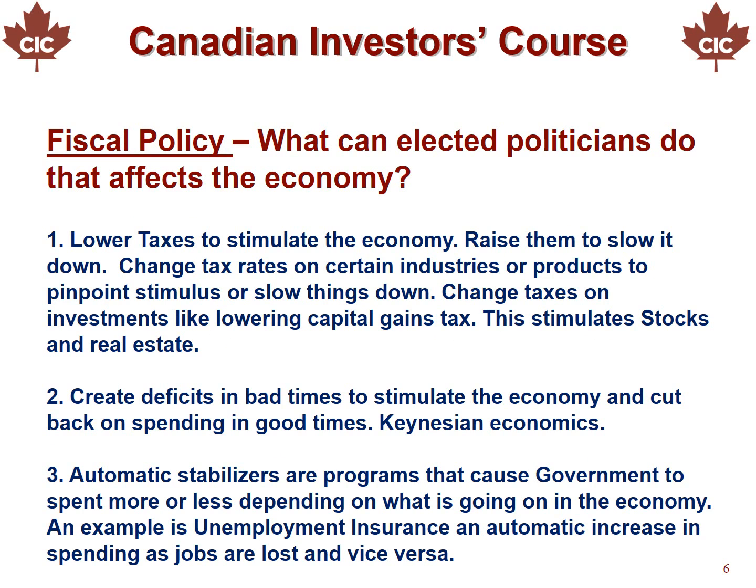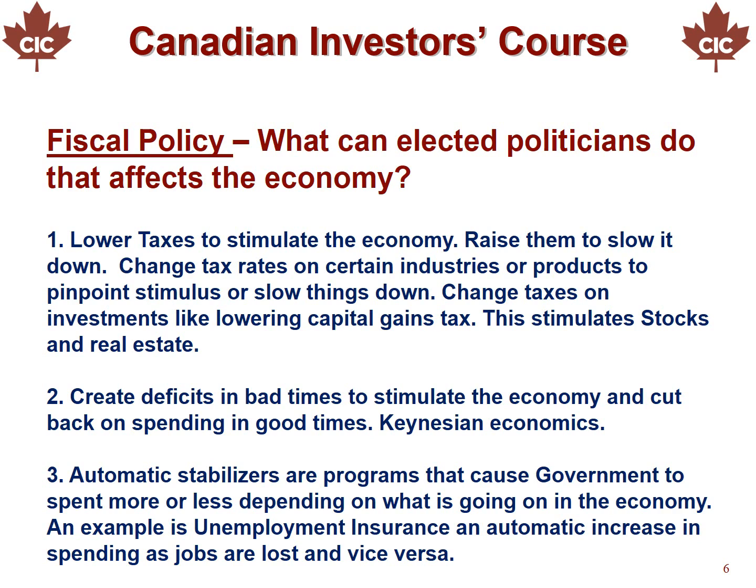Fiscal policies. What can elected politicians do that affects the economy? Well, they can lower taxes to stimulate the economy. They can raise them to slow it down. Tax changes on certain industries or products will pinpoint stimulus or slow things down. Change taxes on investments, like lowering capital gains tax, stimulates investment. Create deficits in bad times to stimulate the economy and cut back spending in good times.